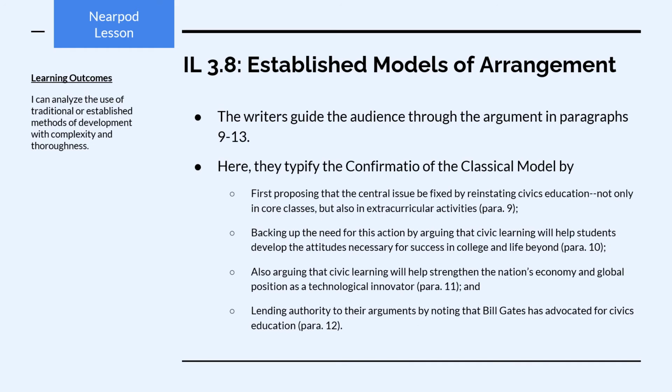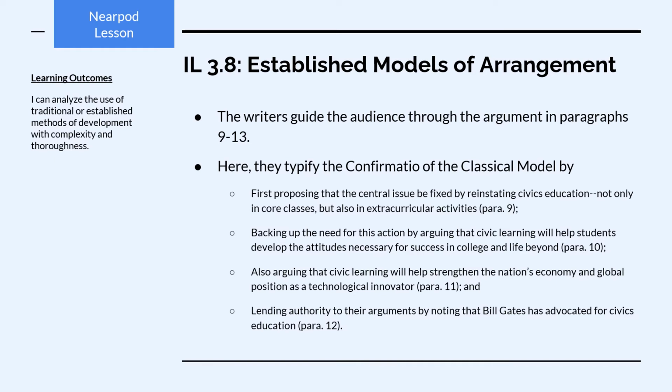Moving on to the next stage, the writers guide the audience through the argument in paragraphs 9 through 13. And in this part, they typify the confirmatio of the classical model by doing a number of things. First, they propose that the central issue be fixed by reinstating civics education, not only in core classes, but also in extracurricular activities. They also back up the need for this action by arguing that civics learning will help students develop the attitudes necessary for success in college and life beyond.